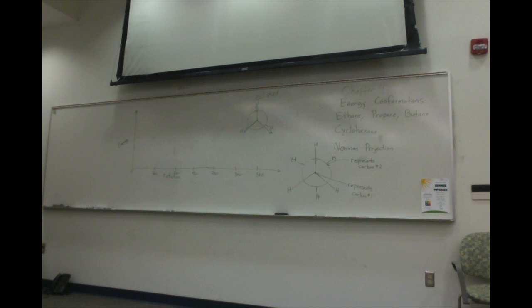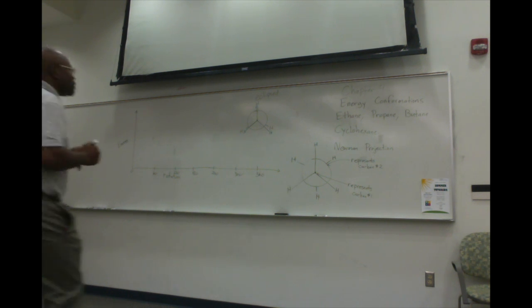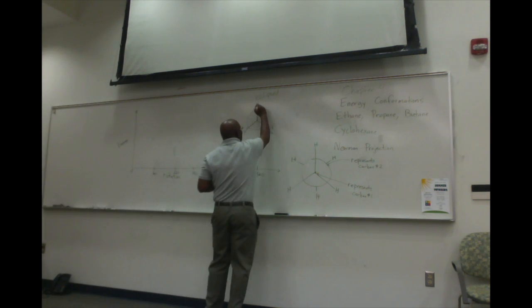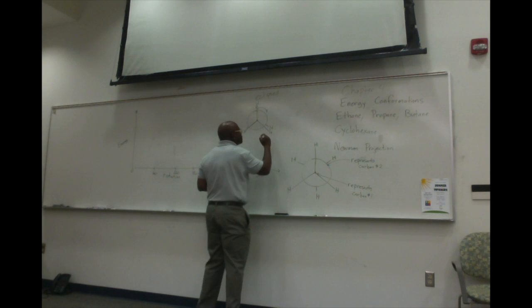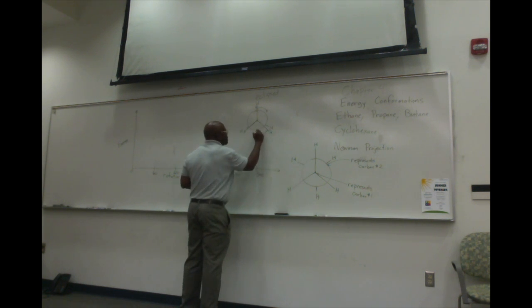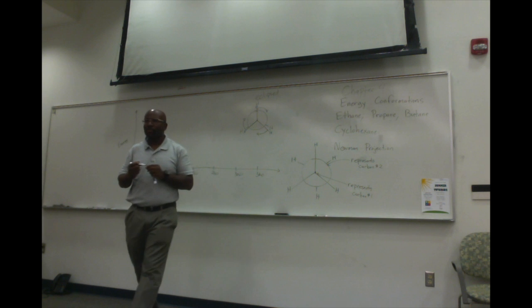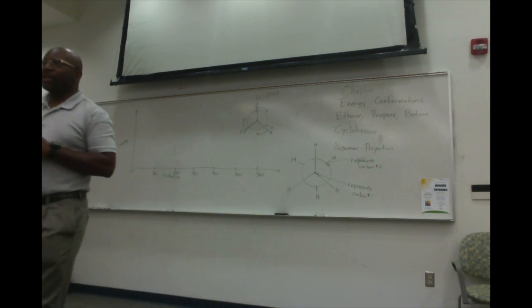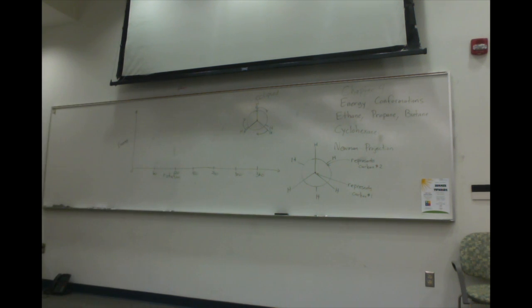120. To get 120, you move it 60 degrees to get it in the middle. Once I move this 60 degrees, this moves 60 degrees, and that moves 60 degrees. Now, what's the significance of 60 degrees? 60 degrees is the furthest you can get those two hydrogen atoms apart from each other.